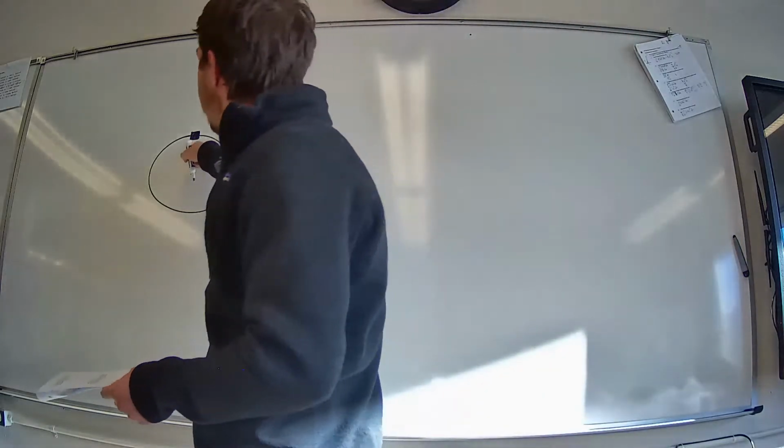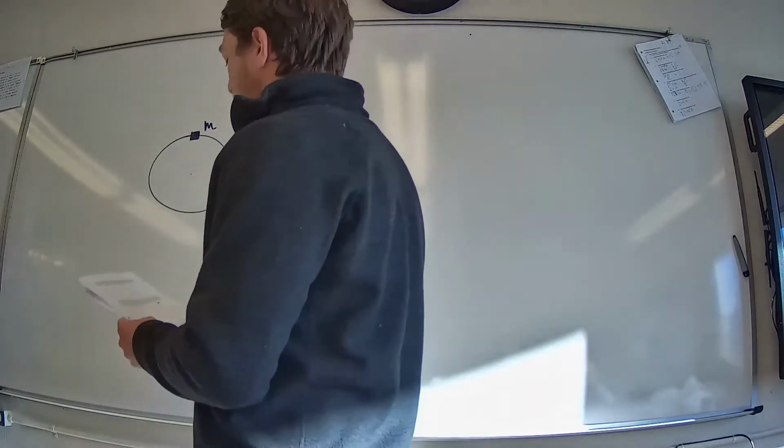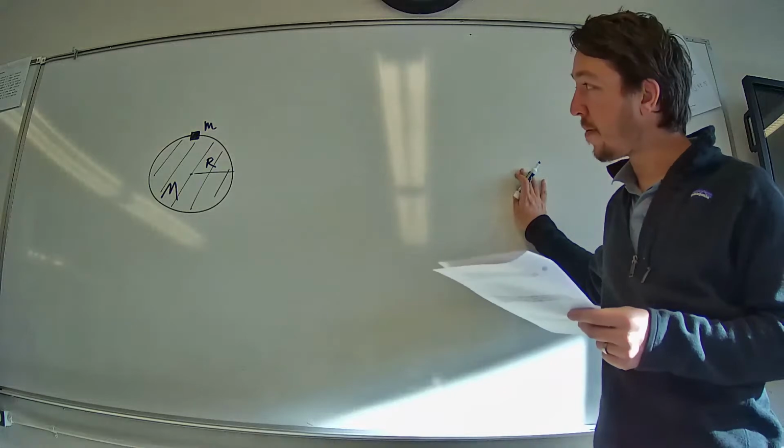Just a wee lad there. This little guy has a mass of little m. And this is a solid disk. This solid disk has a radius of r and a mass of big M.